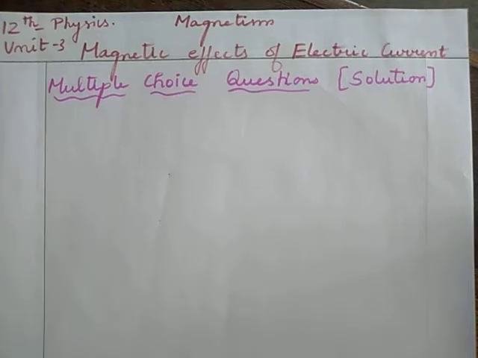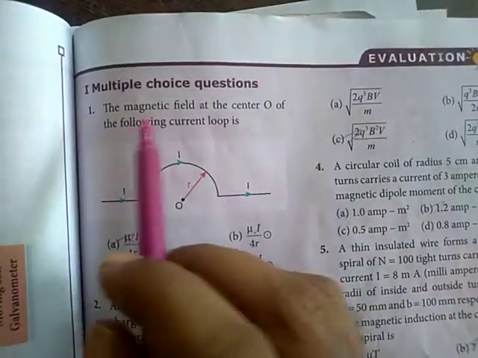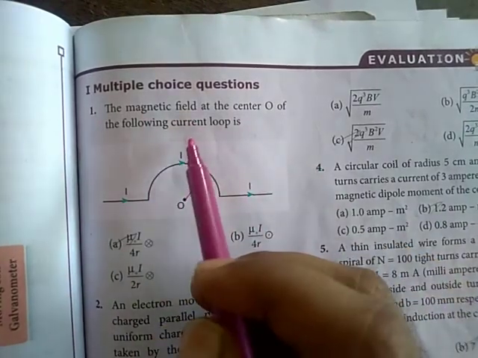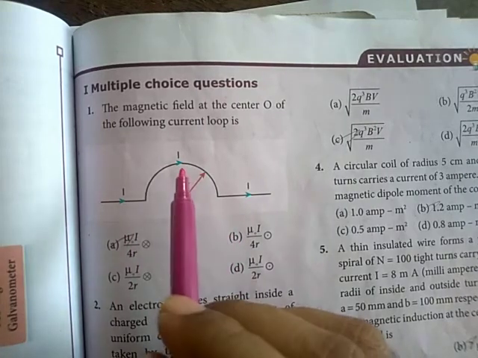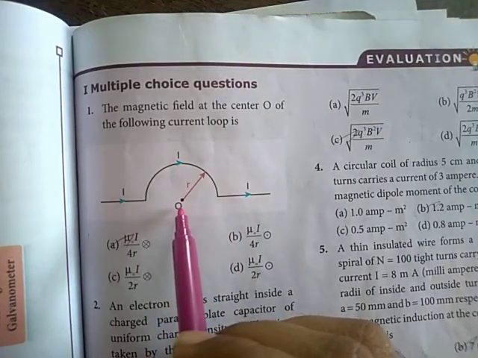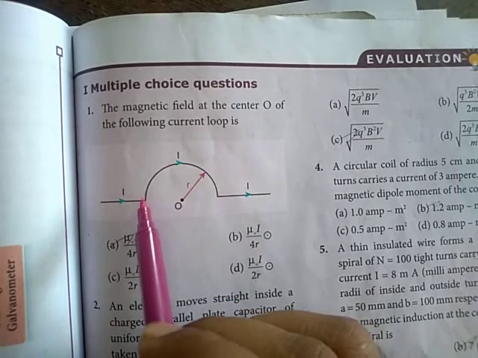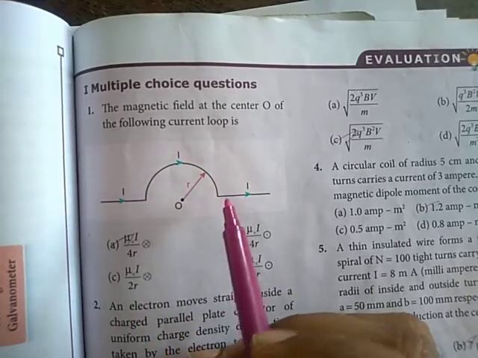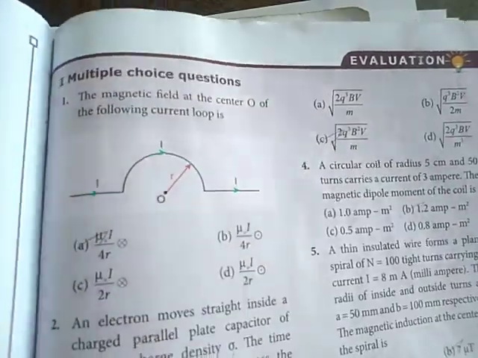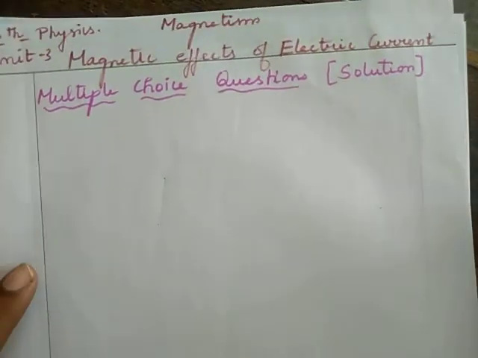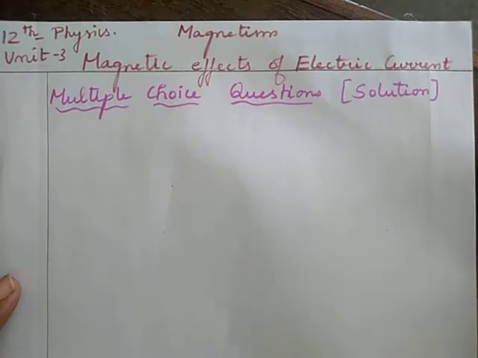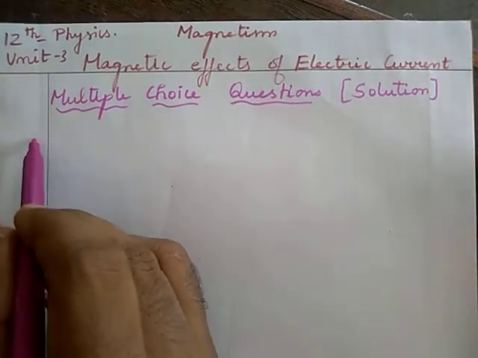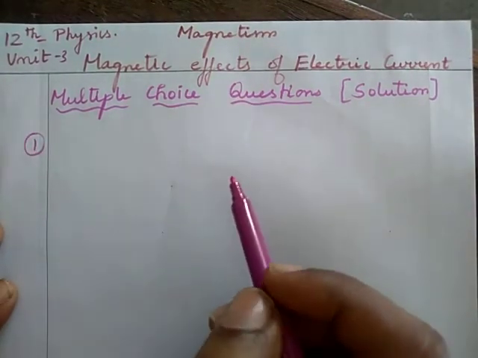Okay, here our first question is, the magnetic field at the center O of the following current loop is. Here they have given a current loop. They are asking the magnetic field at the point O. Here it is in the shape of a semicircle. It is an easy one. We know very well, in order to find the magnetic field due to a current carrying conductor, we can apply Biot-Savart law or Ampere's circuital law. Here I am applying Biot-Savart law.